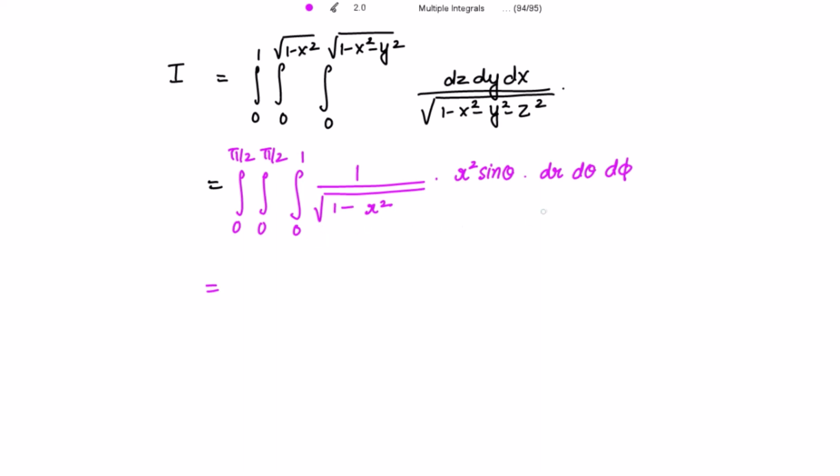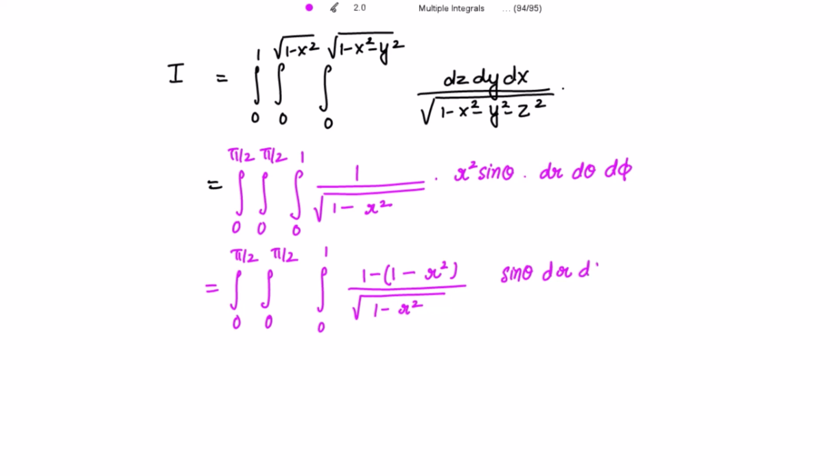First, solving this innermost integral. This is 0 to 1. I have in the denominator square root of 1 minus r square. So let me add and subtract 1 so that I can get 1 minus r square in the numerator. So I'm adding 1 and subtracting 1 with this minus r square, I can write it like this. Is it fine? If you open this, you will get r square only in the numerator. So this is square root of 1 minus r square, and this is sine theta dr d theta d phi.